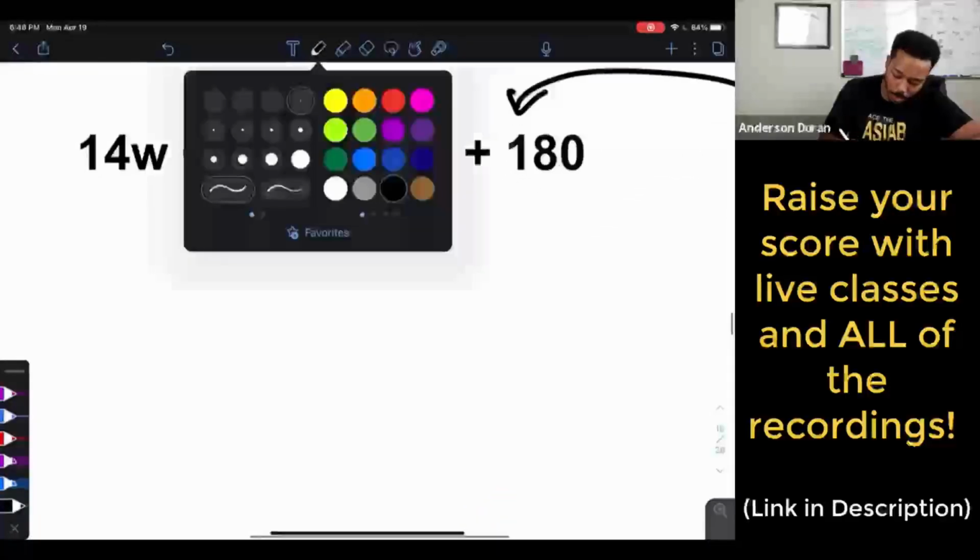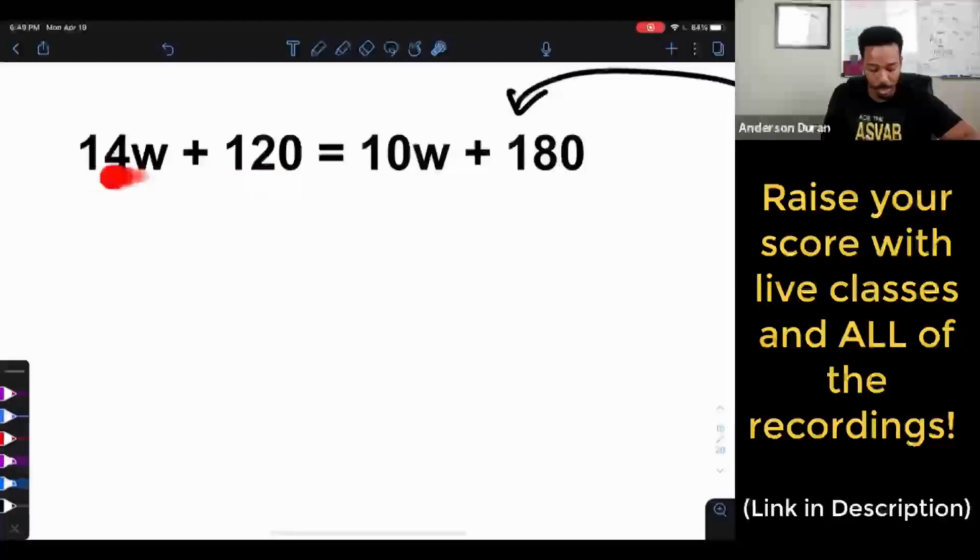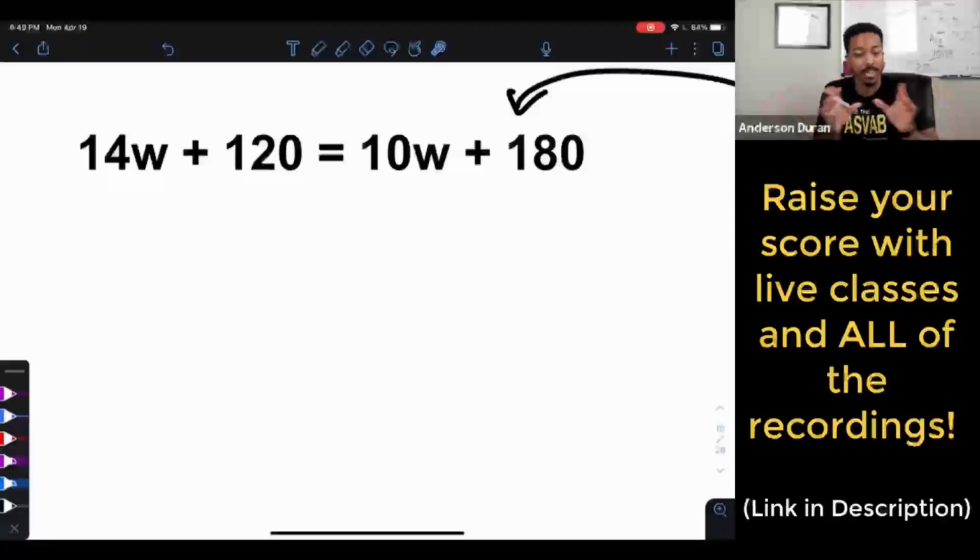So first and foremost, on the individual sides, is there anything we can simplify on this side or on this side? Nope. That's right, there's nothing that we can simplify. It's not like we have another regular number or another like number with a W on it on this side or this side. It's already simplified, so now we're just going to get straight to solving the actual equation.